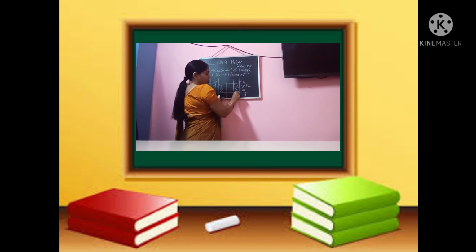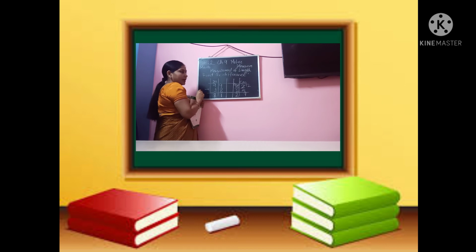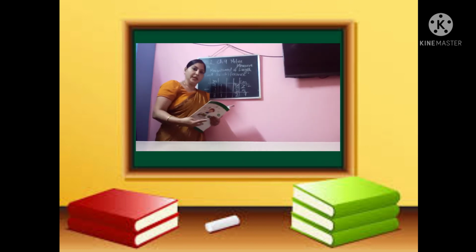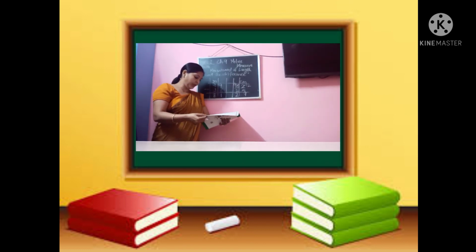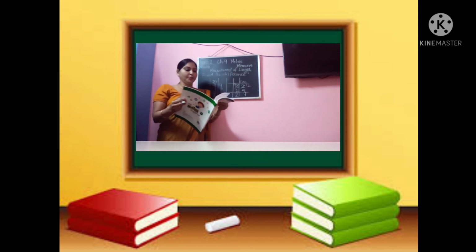4 minus 2 is 2. 9 minus 8 is 1. 9 minus 1 is 8. Okay. So your answer is what? 81 meter 27 centimeter. Like that you have to complete page number 116 and 117 both.